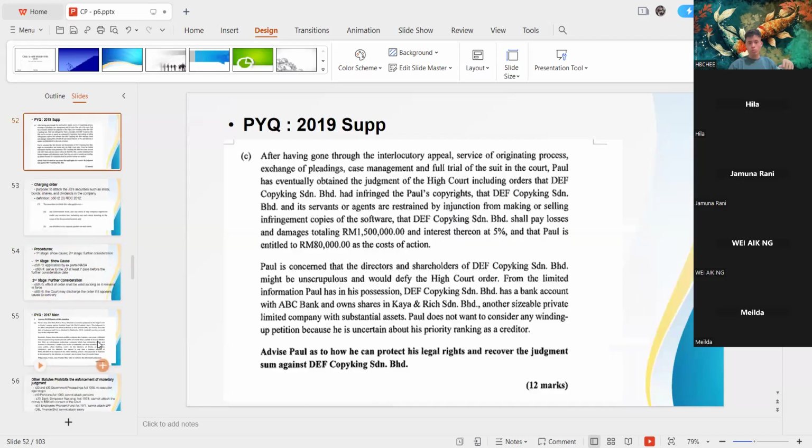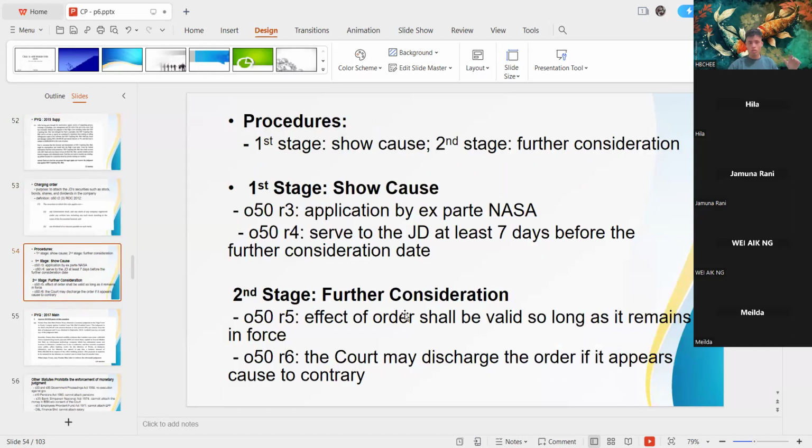So when we look back at this question, you see the debtor owns shares in this company. That is the reason why Order 50 applies. So you just have to copy everything out from Rule 3, Rule 4 to Rule 6. Then because it's a 12-mark question, you have already identified 3 things, and together with your introduction and your conclusion, your structure is already there. I would say for a 12-mark question, this is how the answer looks.